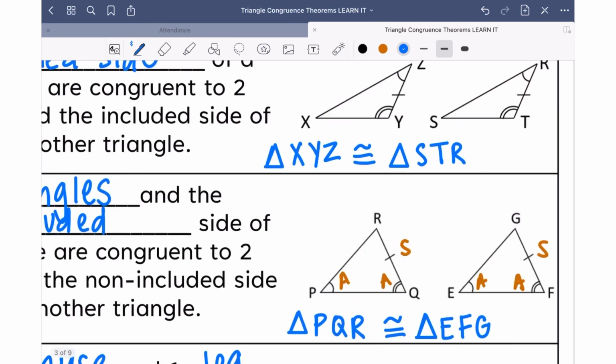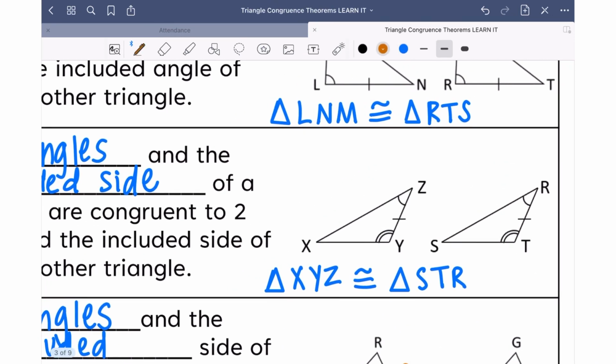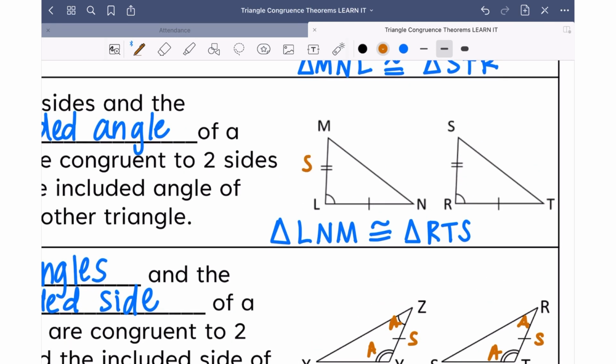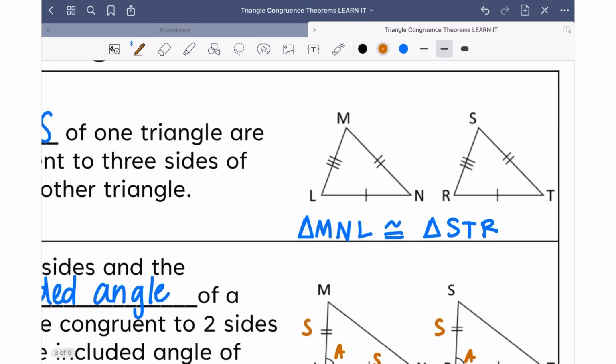All right, I'm going to go back and label these so that you can do that as well. This one was angle, side, angle. Angle, angle, side. Side, angle, side. And this one was side, side, side. Okay.